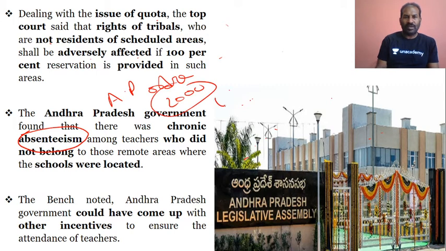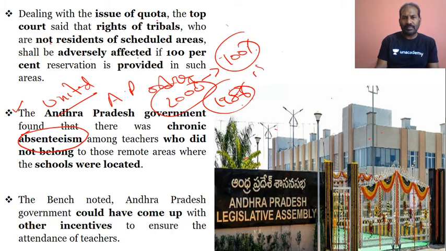2000 or else 1986. We will focus on 2000. Fine. In 2000 it is United AP. So they found that there is chronic, I mean very severe, absenteeism among teachers. Please do understand this point. Then you will know why the order given by AP of 100% reservation is correct. But again, we cannot take only one point into consideration and say that 100% reservation should be made. Ultimately it is the governor, and then the Supreme Court is the ultimate authority to judge.